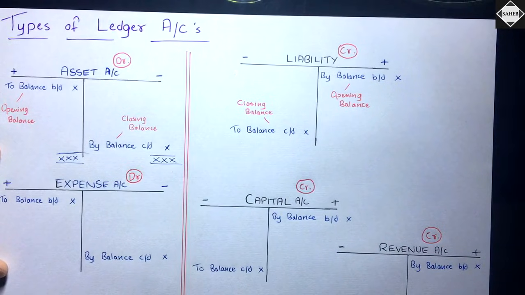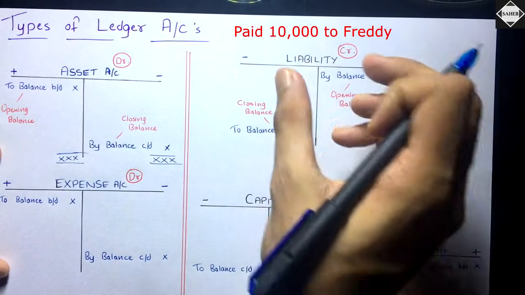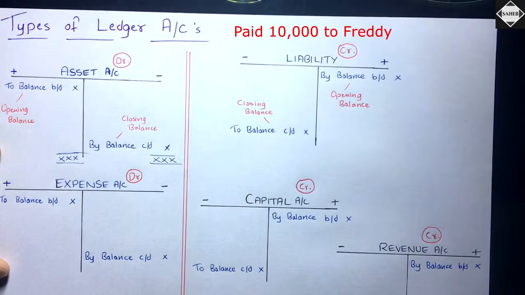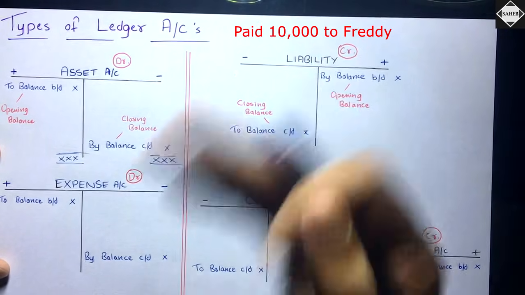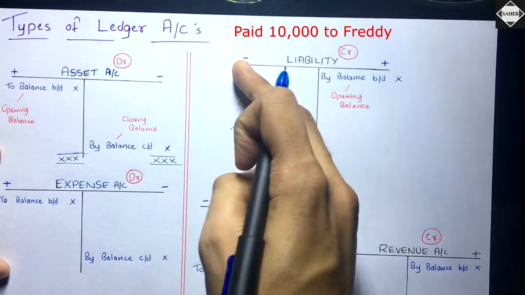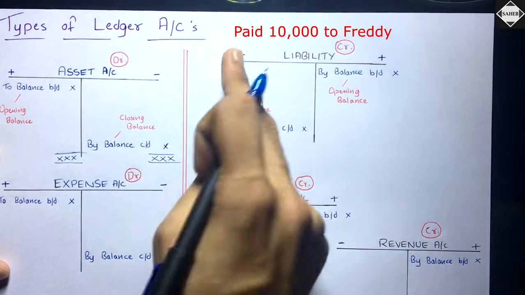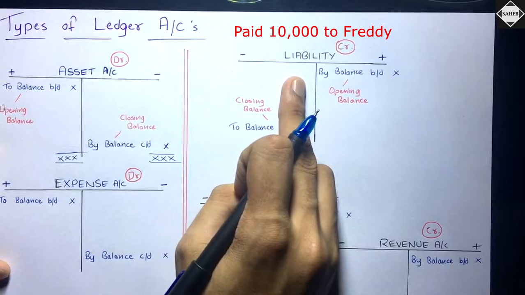Shall we take another example? Yeah, let's take another example. Let's say we have paid money to Freddy. Freddy is our creditor. Let's say we have paid him 10,000 rupees. Fine. So liability to Freddy will decrease because we are paying money to him. So Freddy account will decrease. So here you will take Freddy account debit, because we have paid cash. To cash 10,000, like that.